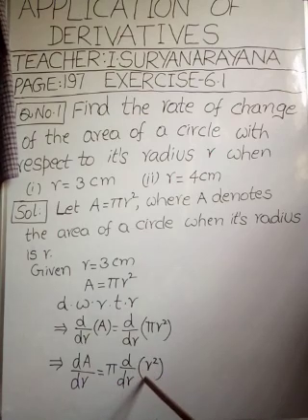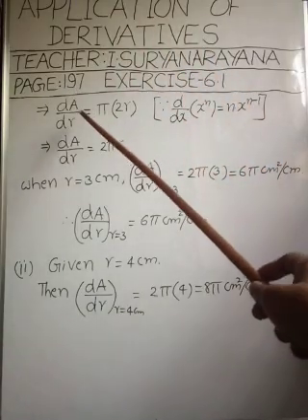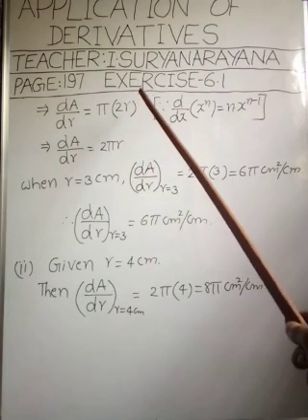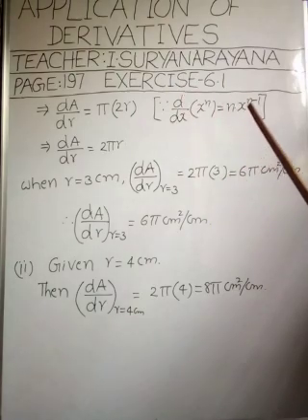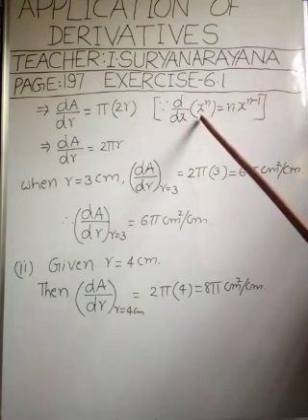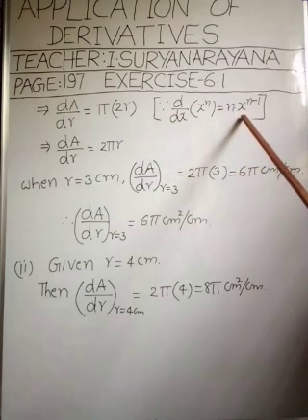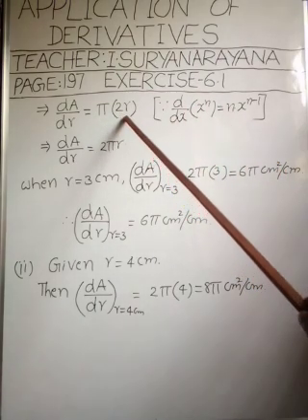Of d by dr of, what is left here? r square. We wrote r square. Understood this step, my dear children? Right. This implies in LHS we write dA by dr is equal to pi into d by dr of r square. It is in the form of d by dx of x power n. d by dx of x power n is equal to, what is the formula? n into x power n minus 1. By using this formula, we get 2r. Understood this RHS part, my dear children?